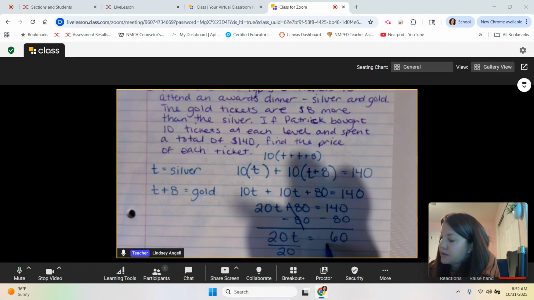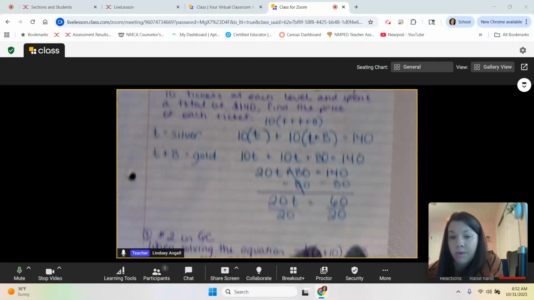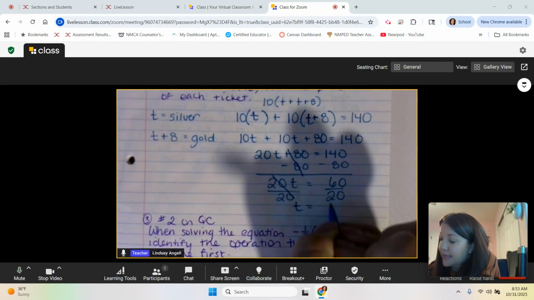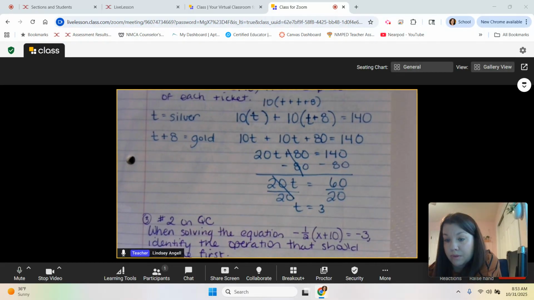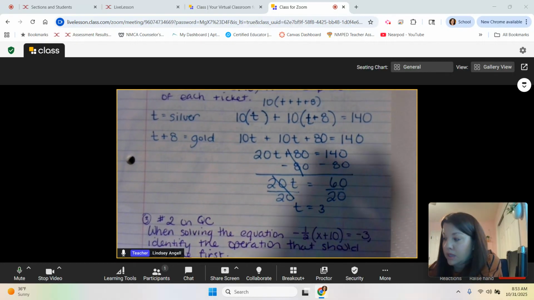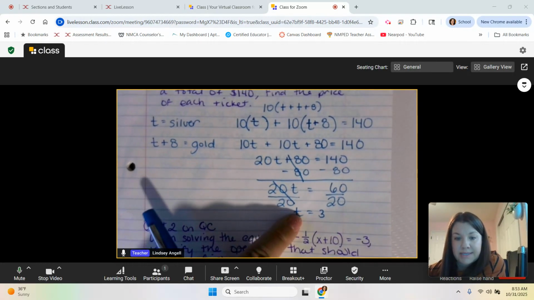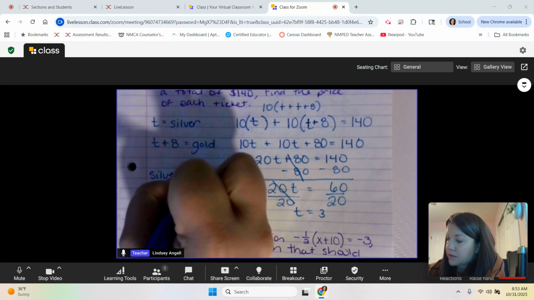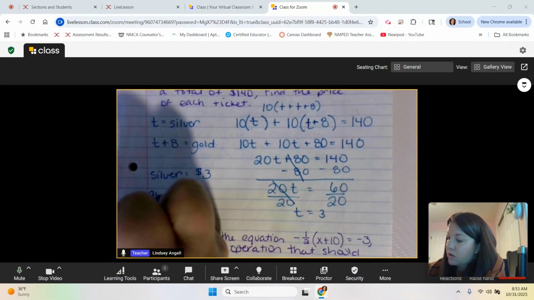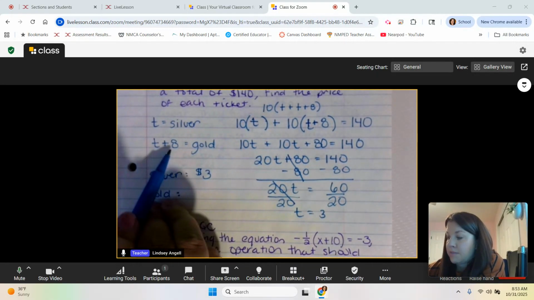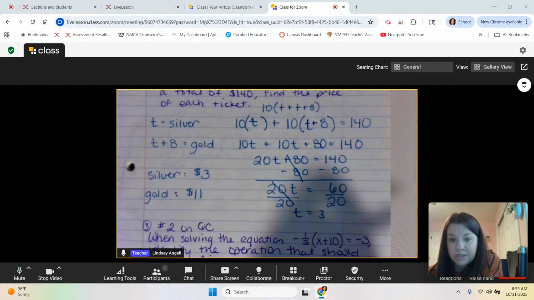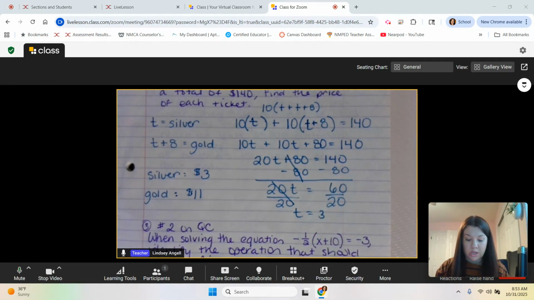So we're down to just dividing both sides by 20. I was multiplying in my problem, so to get rid of it, I divide. That tells me that T is equal to 3. Now, that's not my final answer. We need to find the price of each ticket. If T is equal to 3, that means the silver tickets cost $3. The gold is T plus 8, so 3 plus 8 gives us $11. So gold costs $11.